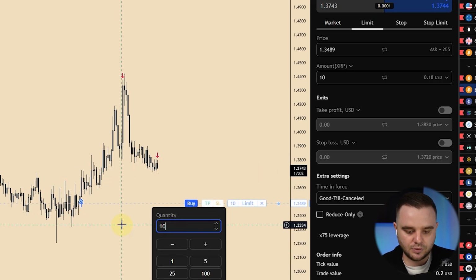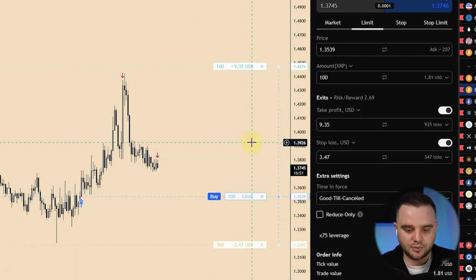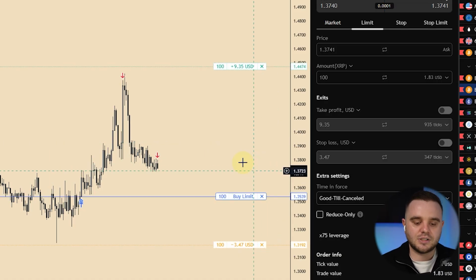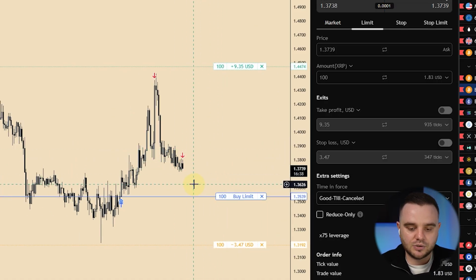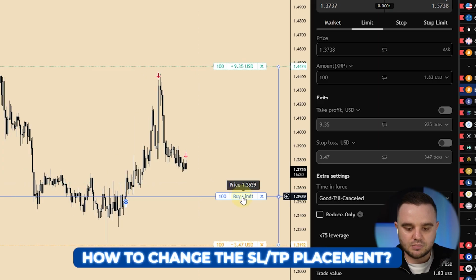For example, let's do 100 coins. Before you open a trade, as you can see, you can set up a stop loss and a take profit. You automatically have a potential stop loss and take profit, and if everything is okay, you take the trade. What should you do if you would like to change the stop loss place and change the take profit place?